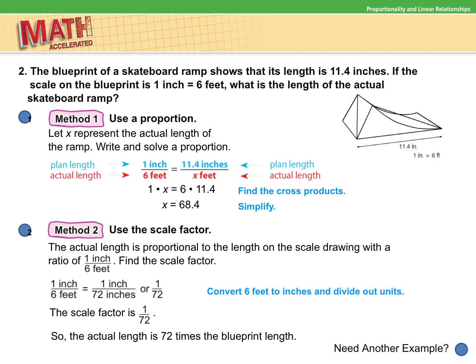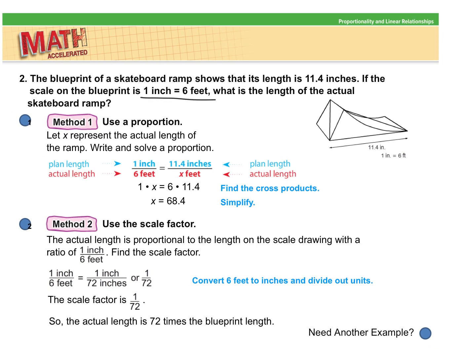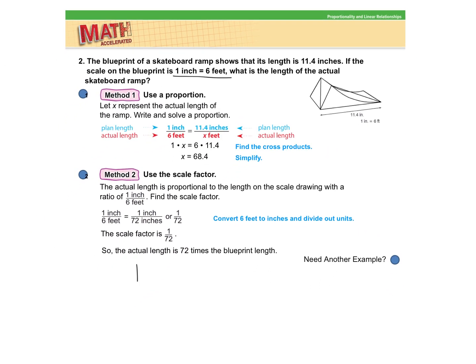It says the blueprint, is that the actual thing or is that the model? Model. The model of a skateboard ramp shows that the length is 11.4 inches. The scale on the blueprint, so it already gives us a scale, is 1 inch equals 6 feet. We want to know what the actual length is. So we're going to use the scale that they already give us, which is 1 over 6. So 1 over 6, and then equals, we want model over actual. What was the model length?